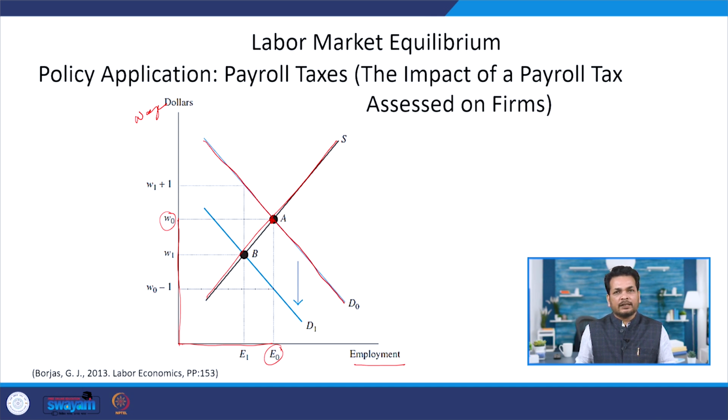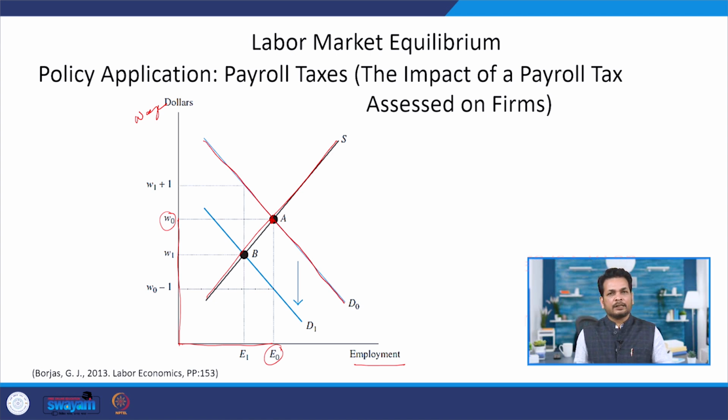Here we have considered that the payroll tax is imposed on the firms. Now, when there is an imposition of taxes on the firm side, the employer side, the demand curve is going to shift. So, when we talk about the demand curve in the labor market, each point on the demand curve gives the number of workers that employers wish to hire at a particular wage rate, which means employers are willing to hire E0 workers if each worker costs W0.